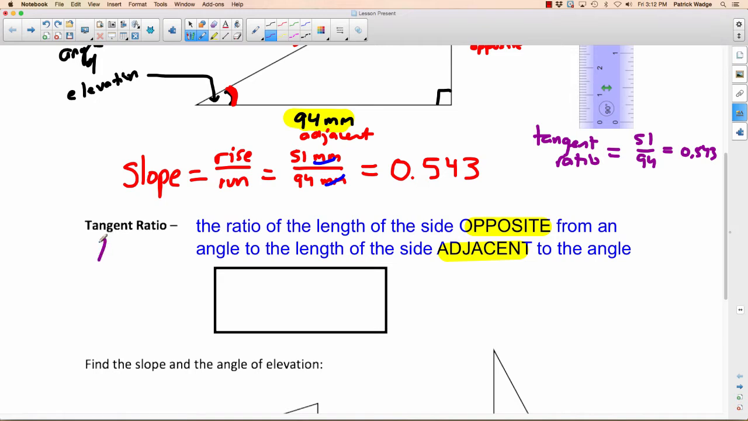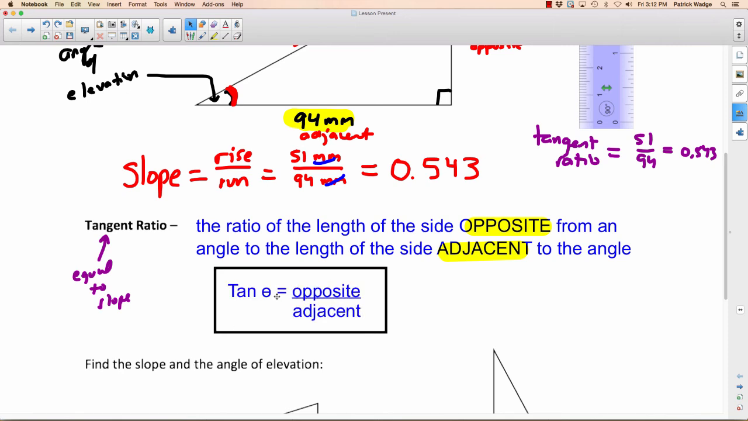Tangent ratio equal to slope. Okay. Here's a formula for you. Tan theta, that's theta, T-H-E-T-A, right? Just means unknown angle. The tan of an unknown angle is equal to opposite over adjacent, just like I have written here, opposite over adjacent. Okay, so now if we know the tangent ratio, 0.543, or we know the slope, 0.543, and we want to know the angle of elevation, there is actually a way to do it.